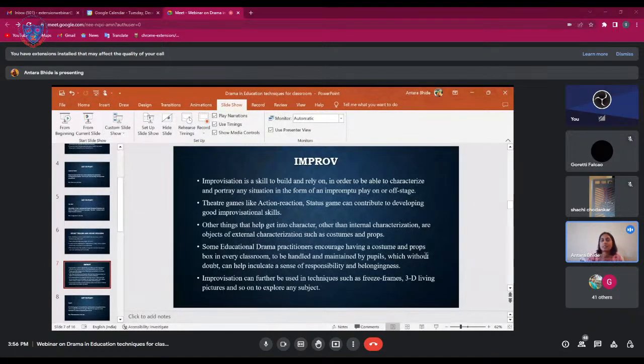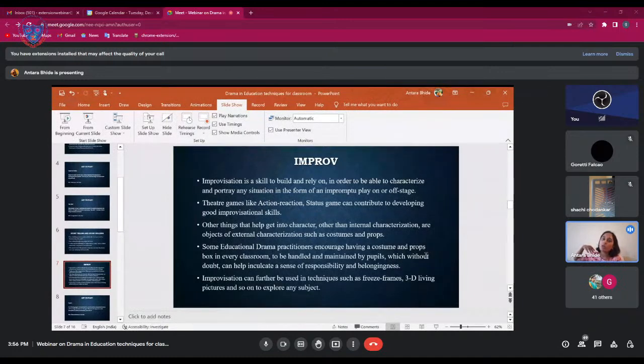The status game is just like action reaction, but in terms of social status. In this game, what we do is we form a circle, and one person plays the role of someone. Let's say this person is a police constable who is doing a round at night.